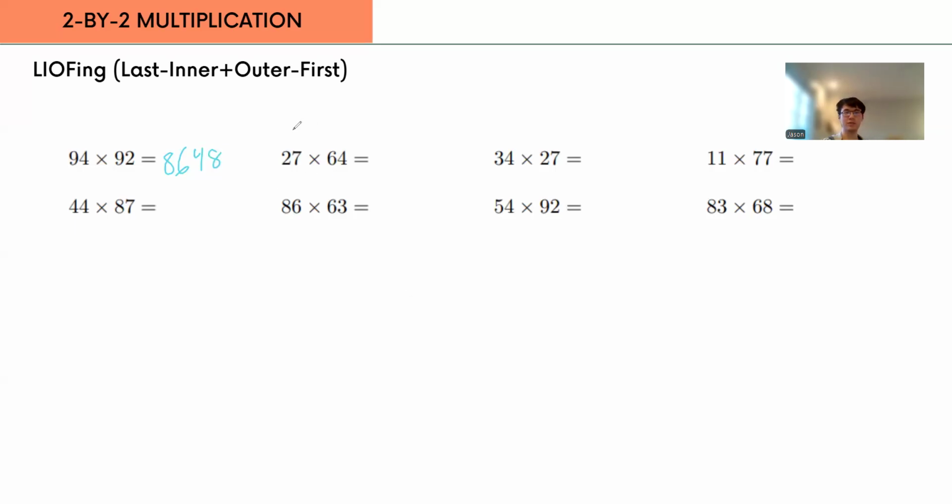For this one, this is actually 3 cubed times 4 cubed. So if you have 12 cubed memorized, then I guess a good thing for you.